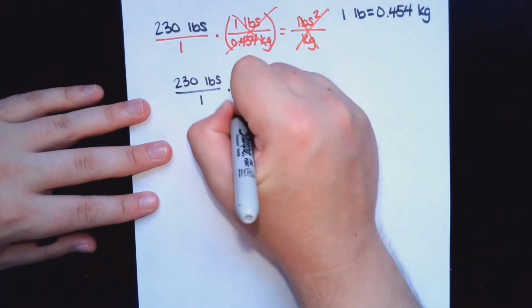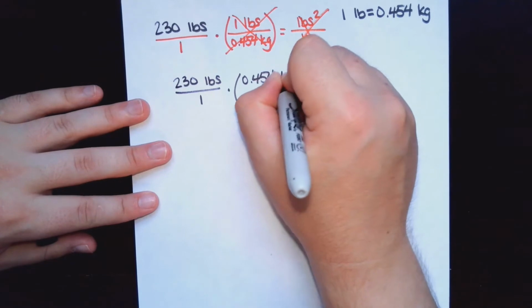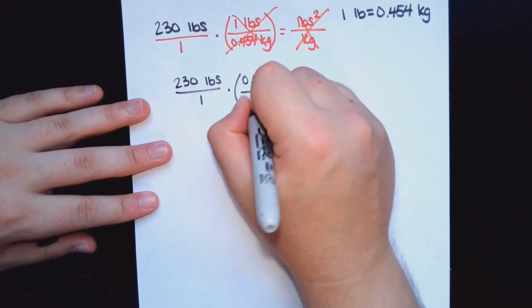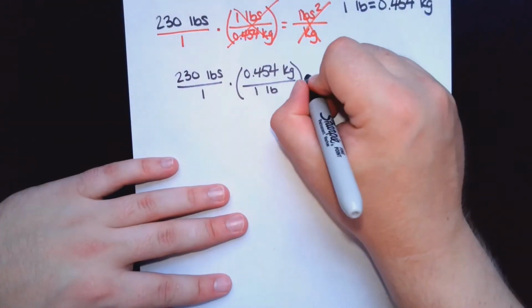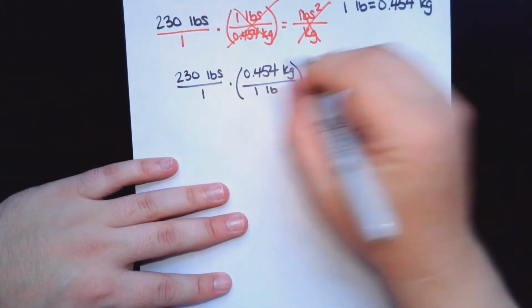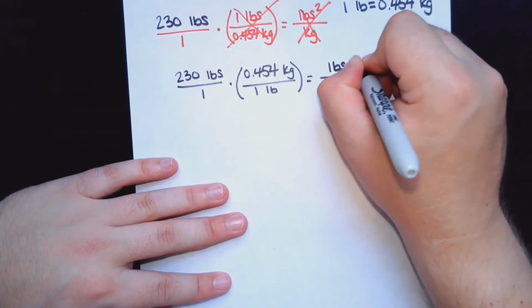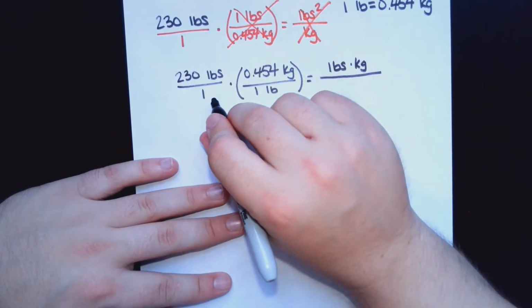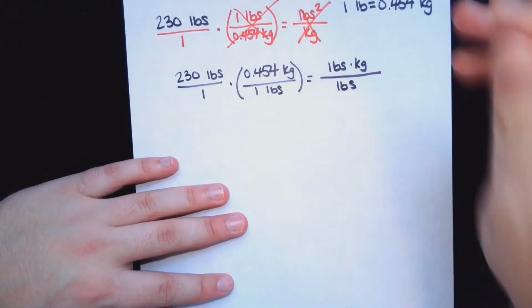So now we've got 0.454 kilograms on top and 1 pound on bottom. Right? So now let's look at the units. So I've got pounds times kilogram on top. We've got nothing here, and pounds. I'll put that right there on bottom.